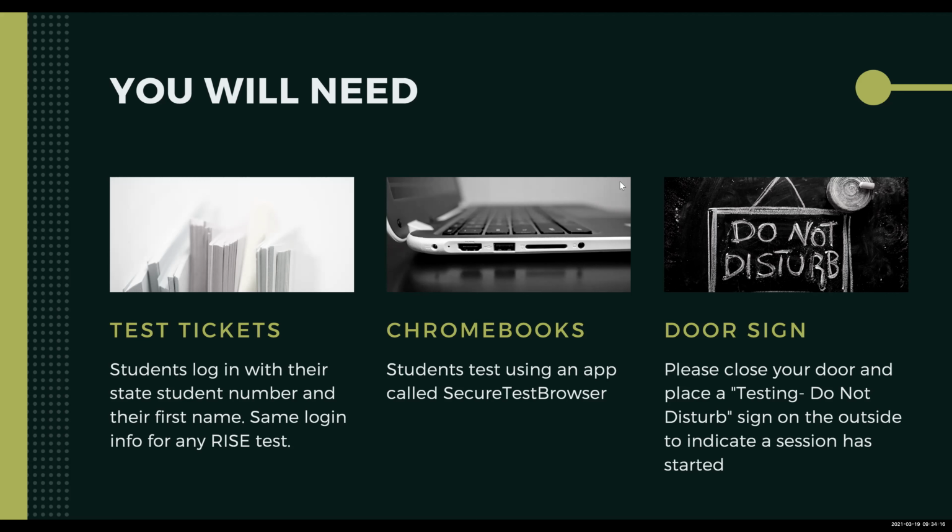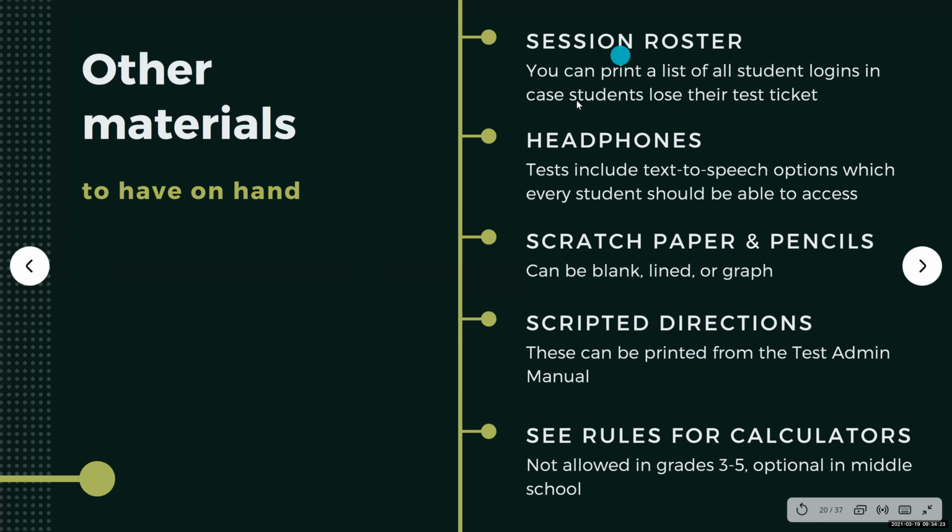I also have a door sign. We don't want our test sessions interrupted because we do want students to be able to focus and concentrate. The other things to have: you can print a session roster along with printing the test tickets, and that will just give you a list of all of the students' state IDs and first names, so that if a student loses that test ticket in the 1 minute since you handed it to them, you can just look on your roster and help them log in.